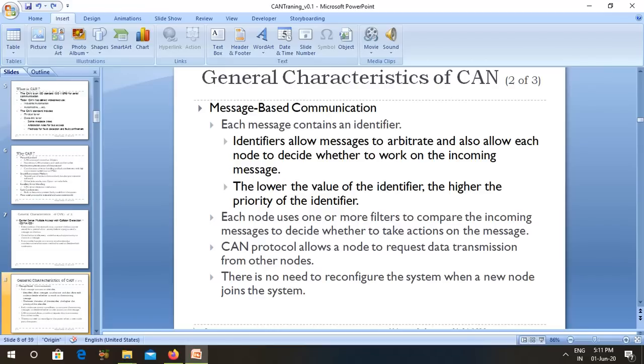Okay. Next, each node uses one or more filters to compare the incoming messages to decide whether to take action on the message or not. So another characteristic is that they use a filtering mechanism in each node, because the CAN bus will carry a number of messages which are not applicable or not relevant to that particular node. So they use the filter as a gateway to resist unwanted messages flowing into the node.